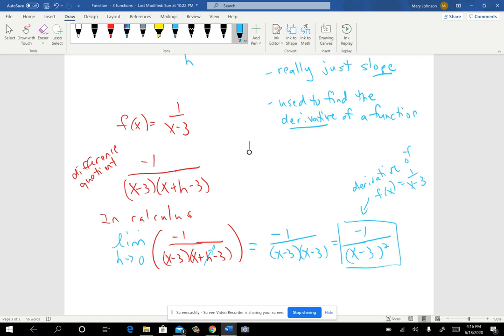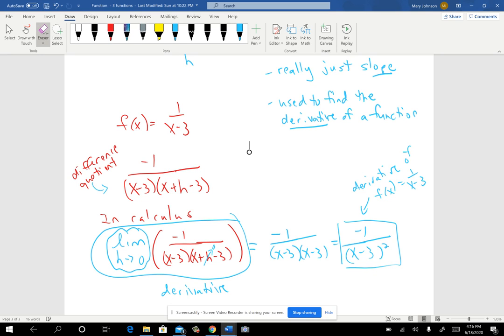So see, the calculus folks, they just get to add that to your difference quotient. This is the difference quotient. When you throw the limit as h approaches 0 of that, that right there is the derivative. And for this particular function, we wound up simplifying it to be negative 1 over x minus 3 squared. I just wanted to give you a sense of that. All right, so that's it for this video.